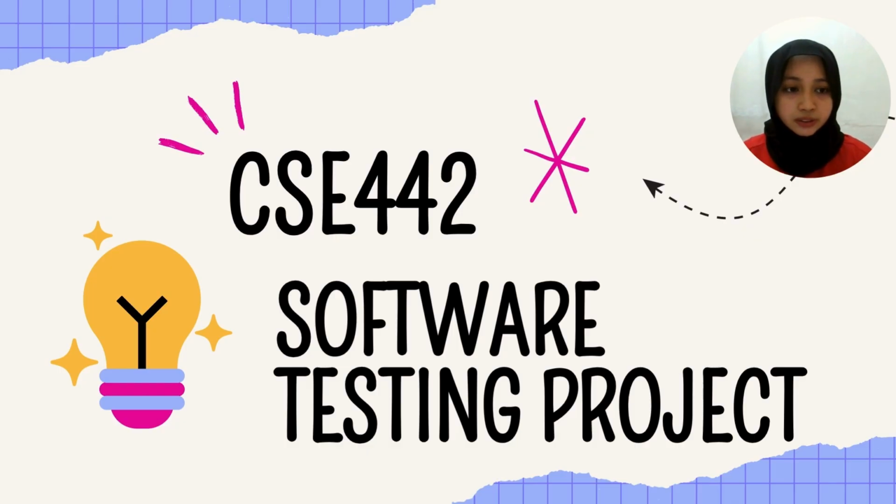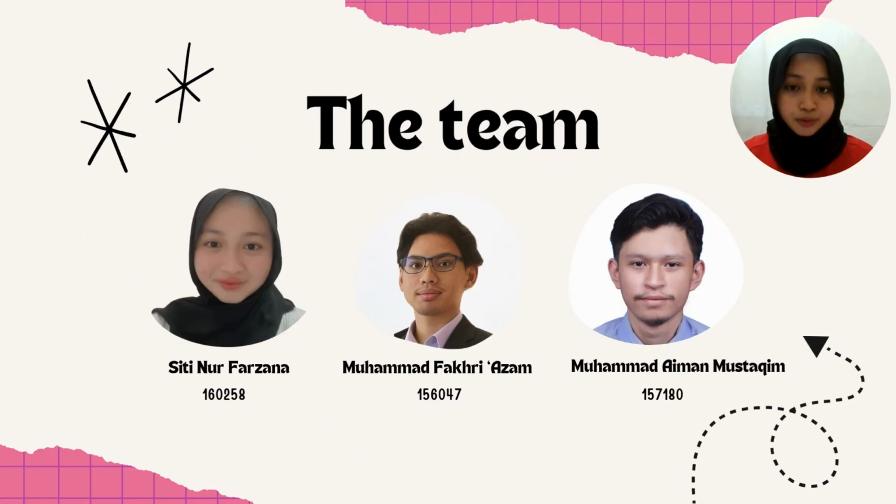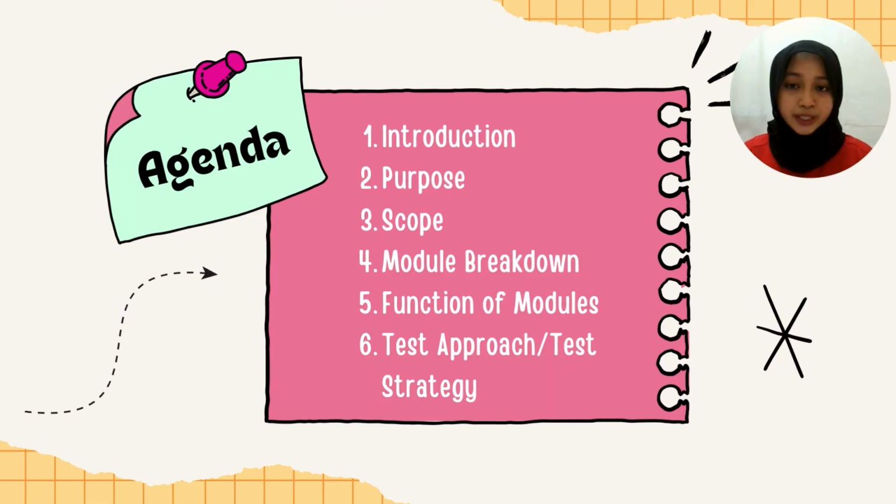The project team consists of three of us: myself, Siti Nafazana, with matric number 160258, Muhammad Fakhri Azam with matric number 156047, and Muhammad Aiman Mustaqim with matric number 157180. Today's presentation agenda includes the introduction, the purpose of this project, the scope, the module breakdown, the functionality of the modules, and also the test approach and test strategy for this project.